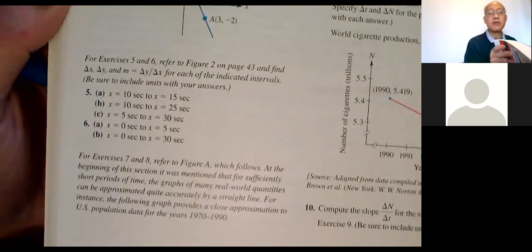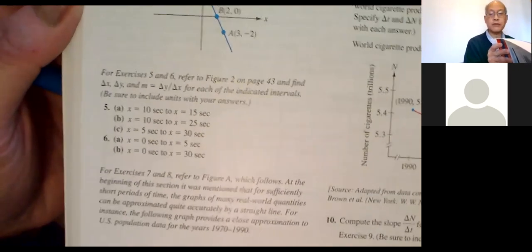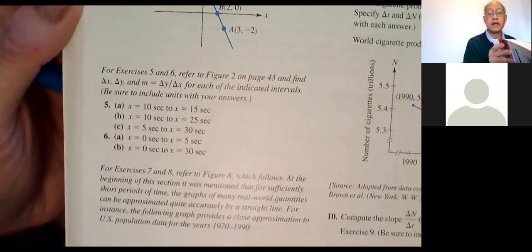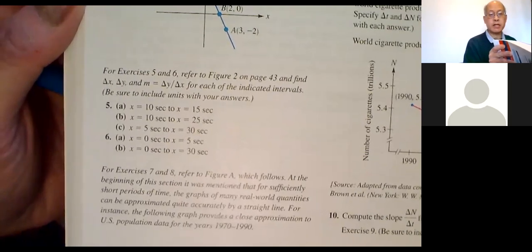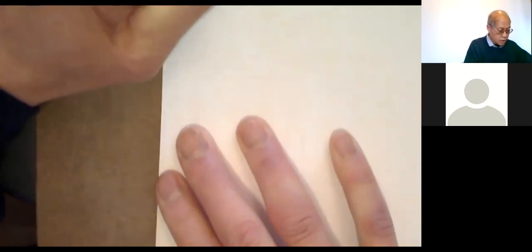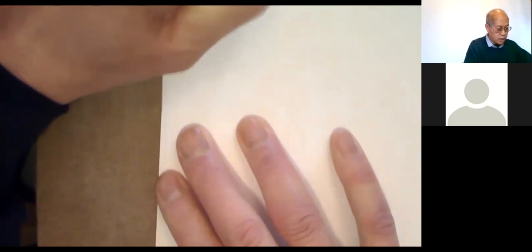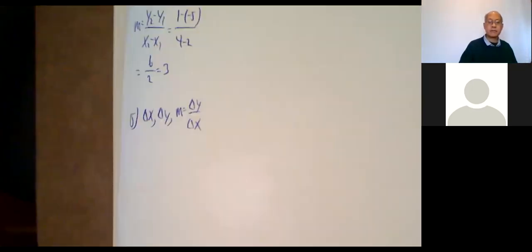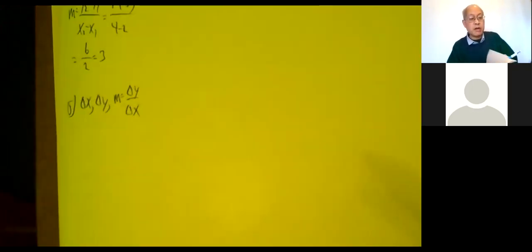Okay, 5. Refer to figure 2 on page 43. So unfortunately, I have to turn back the page. Find delta x, delta y, and m equals delta y over delta x. What does that mean? Okay, so let me write all that down. So they want delta x, delta y, and m equals delta y over delta x. Okay, so you have to go back to page 43 for that. So I better show you page 43 for the benefit of those of you that aren't getting the book.